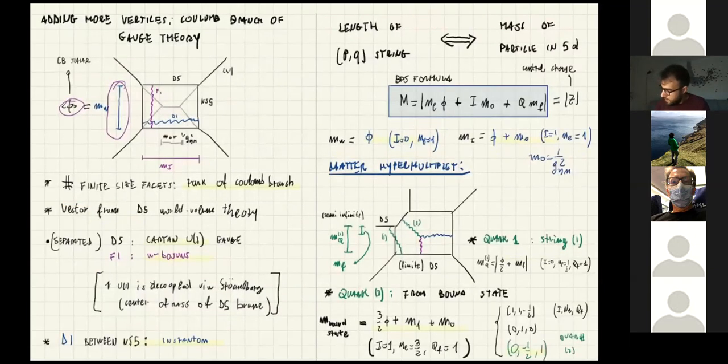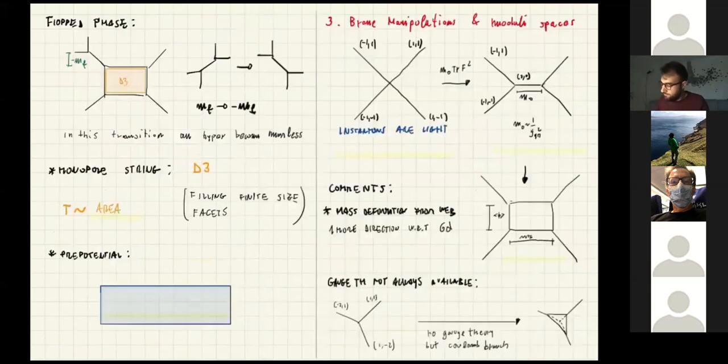So the mass is this pair mass, if you want, and this is the same for a hyper. So this one is this length. But this just tells you that the electric charge is different between the two quarks. Okay, so the monopole strings are given by D3, and the tension of this D3 is given by the area of this D3, which wraps the finite size facets.